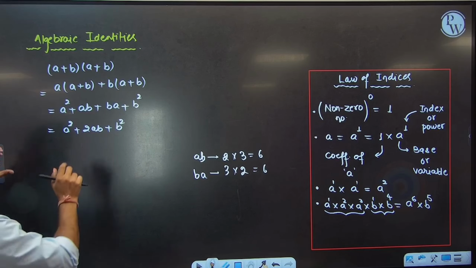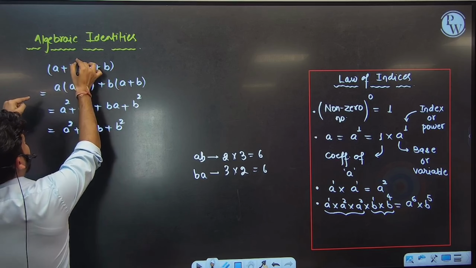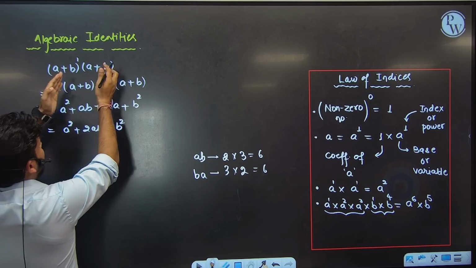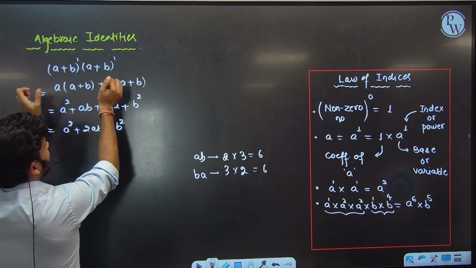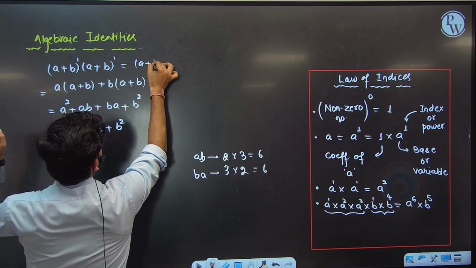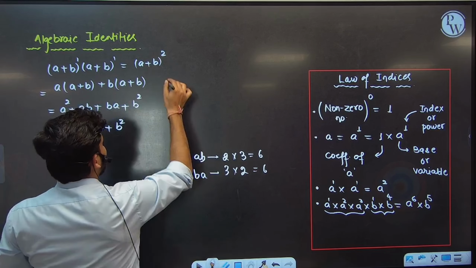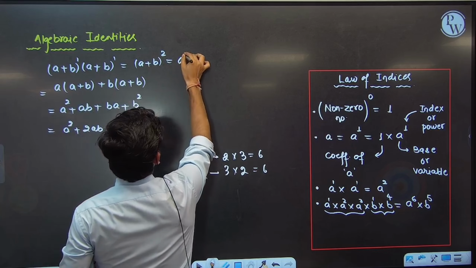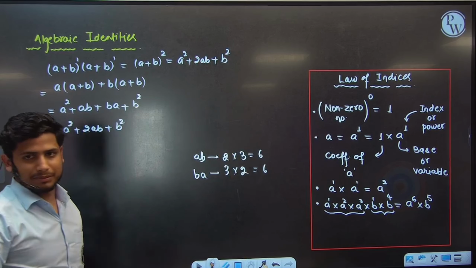Now suppose this is one expression and this is the second expression, and here (a plus b) whole to the power 1 and here (a plus b) whole to the power 1. Now these are the same base, so (a plus b) whole square, and we know that (a plus b) whole square is equal to a square plus 2ab plus b square.